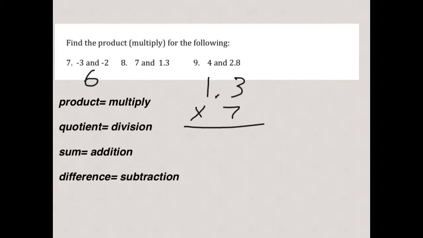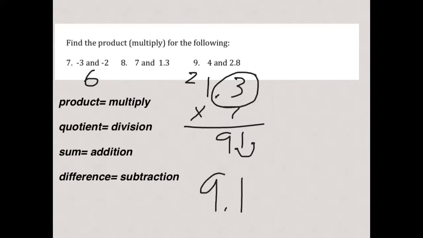7 times 3, 21. Carry the 2. 7 times 1 is 7, plus 2 is 9, so 91. Then I look and see how many numbers are to the right or past my decimal. It's only one. So I start back here, go ahead and move that, and I get 9.1. So 9.1.